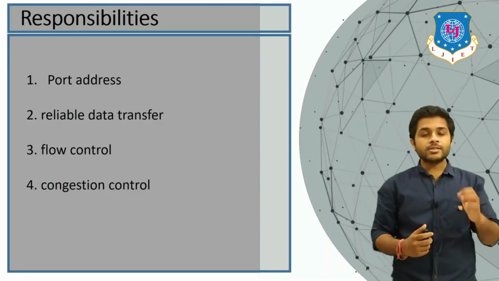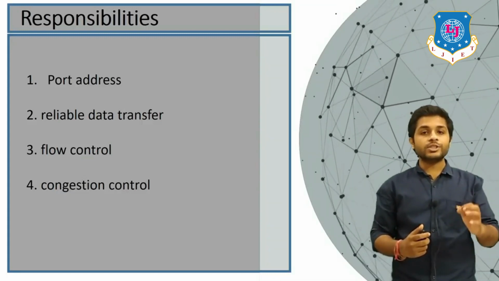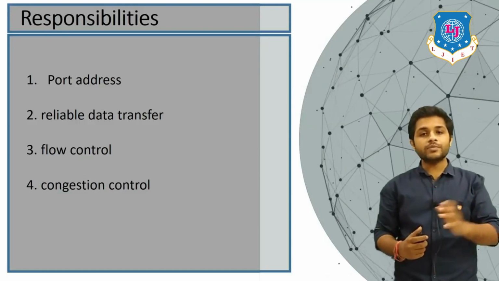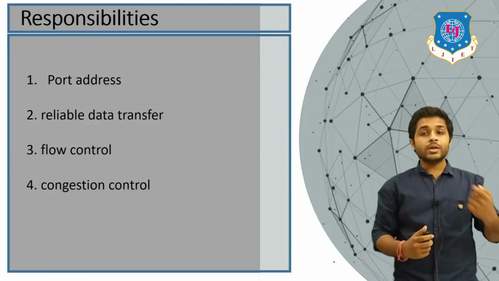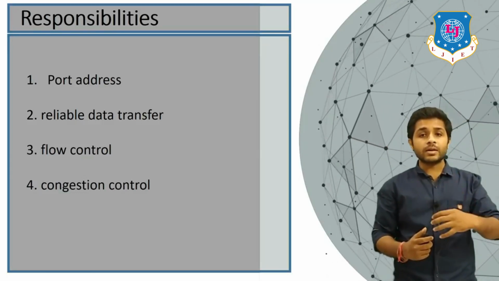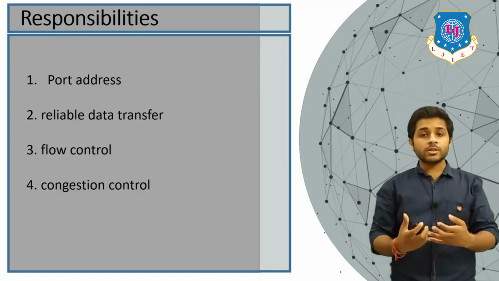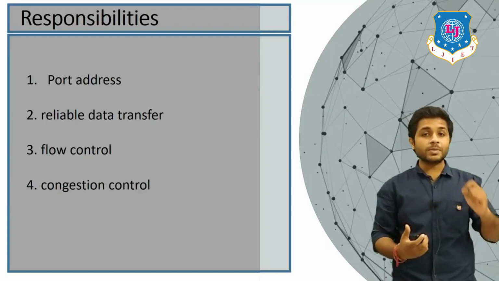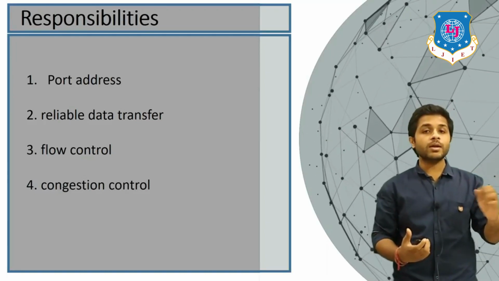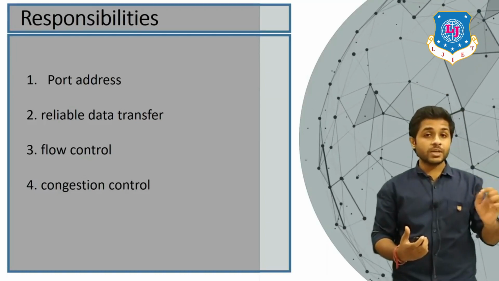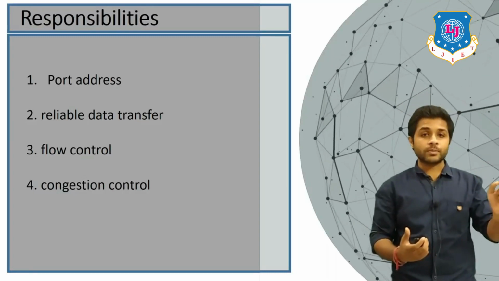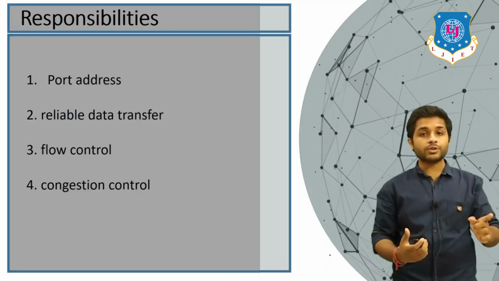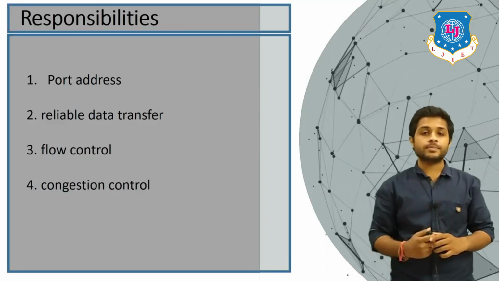So port address is a 16-bit address which is added at the transport layer. Each and every application will be assigned a unique port address so that when the computer receives data from multiple servers, using the port address, your computer knows which data should be delivered to which particular application, to be specific, which particular process. So port address is responsible to deliver data from one process to another process.